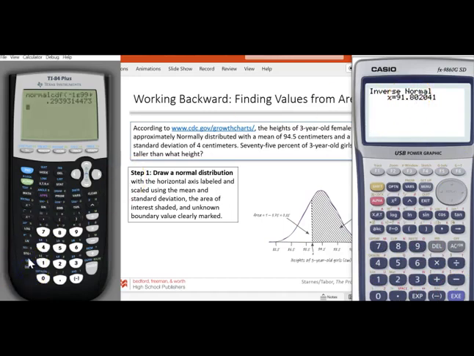Let's see if we can get that same answer on our TI. So we're back to our distribution menu. So second distribution, inverse normal. Okay, for the TI, it always does the tail to the left. So if I want to know 75%, then the tail to the left is going to have an area of 25%. So the area that I'm going to put in here is 0.25. My mean is 94.5. My standard deviation is 4. Paste that, do the math. I get that same answer, 91.8.